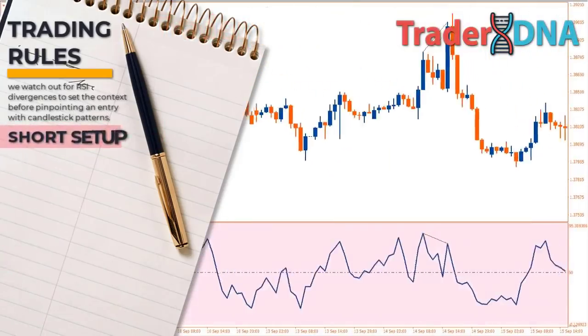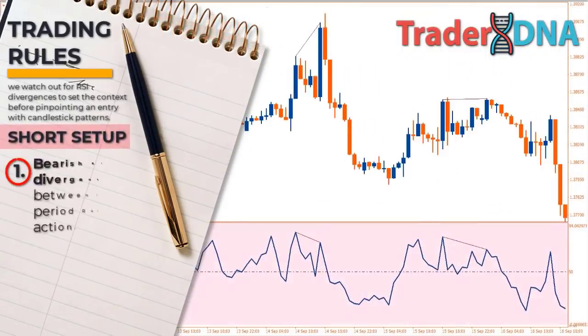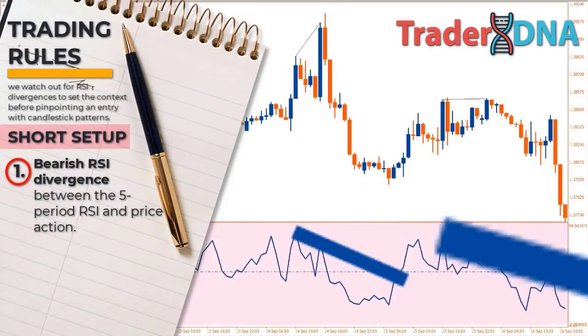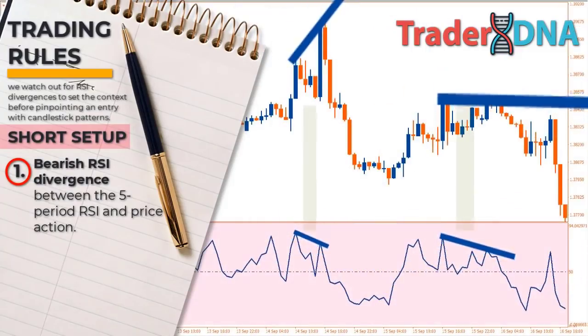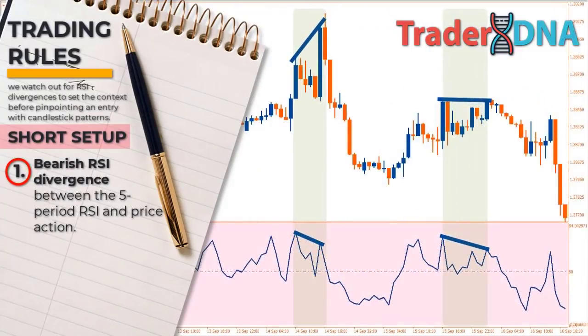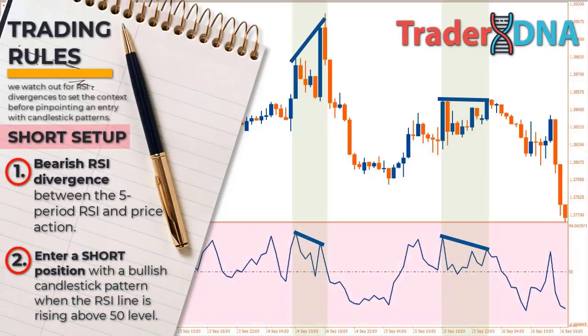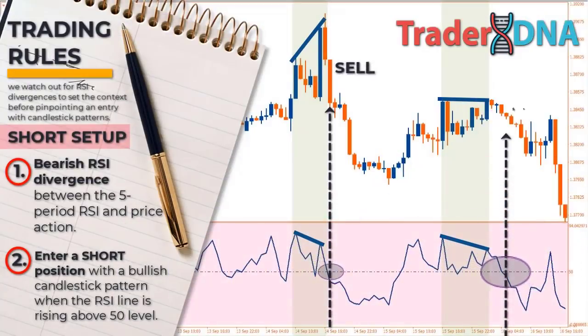Rules for short setup. First, bearish RSI divergence between the 5-period RSI and price action. Second, enter a short position with a bearish candlestick pattern when the RSI line is falling below the 50 level.